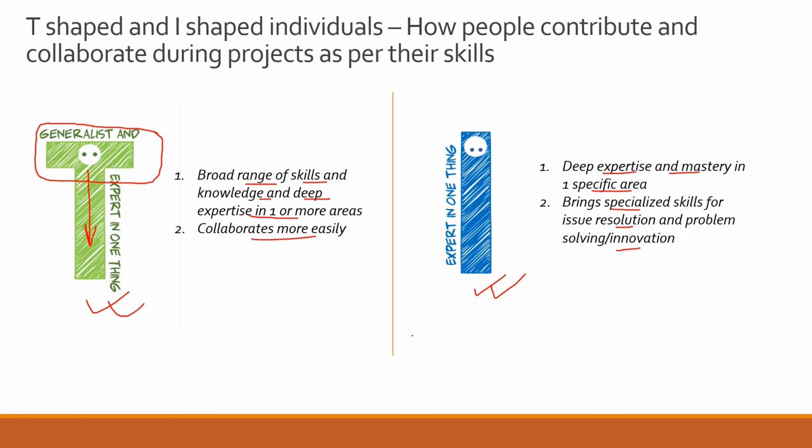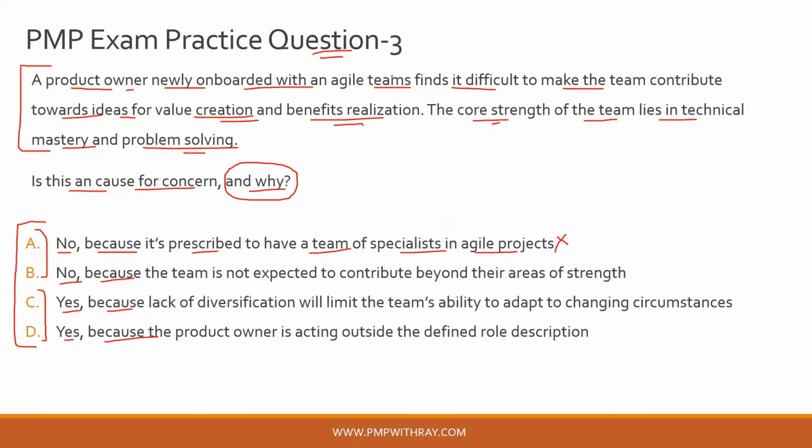So basically, in an agile project, you need a good mix of both of these individuals to have a successful project team. Okay, so go back to my August 2023 video and rewatch this question, where I have discussed in detail the importance of having T-shaped and I-shaped individuals in agile projects. Okay, now in context of that, let's come back to this question.